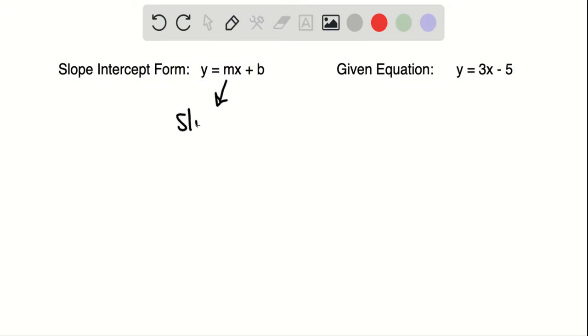Slope-intercept form is considered y equals mx plus b, where m represents the slope. And again, slope can be written as a whole number, but it's always going to be considered as rise over run. So if you ever have a whole number, you'll just need to put that number over 1. And then this number b right here will be considered the y-intercept.